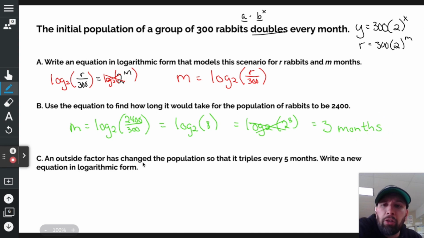An outside factor has changed the population so that it triples every 3 months. Okay, so if it triples every 3 months, then I'd have a new equation. I start out with 300 anyway, so y equals 300 still. That doesn't change. Triples makes that 3, and every 3 months is not going to be 3m, but m over 3. That way, every time I hit a 3 month, that's when the exponent is taken. It's very backwards looking, but trust me on this one.